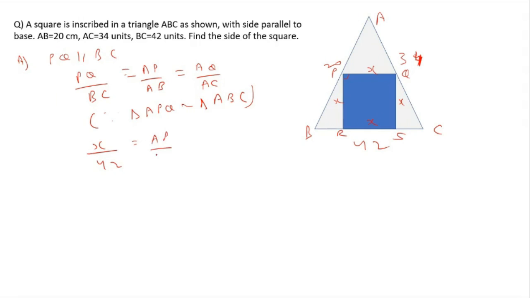Like AP by 20 equal to AQ by 34. It could have been useful if either AP or AQ was given. Suppose if AQ was given, we could have used these two, or if AP was given, we could have used these two. But they are not given, and there's no direct way to find them out. So these ratios may not be able to help us, even though they are correct. We cannot find x or any leads into x by these equations.